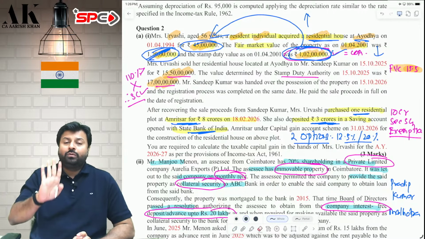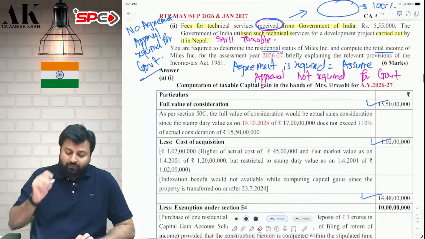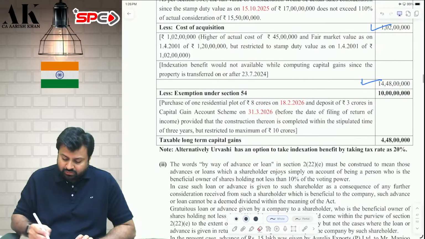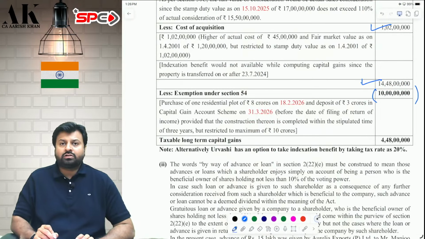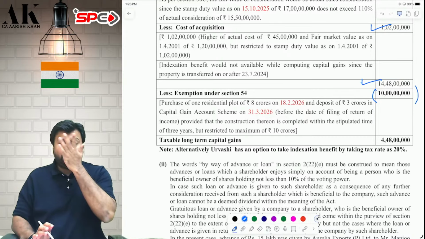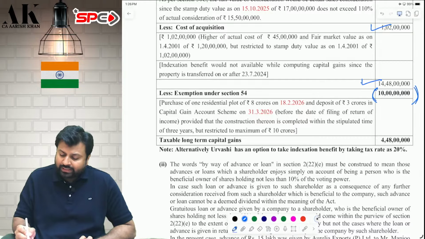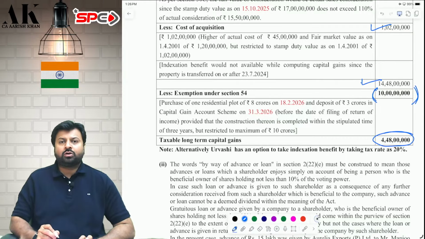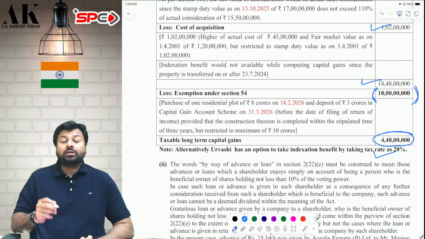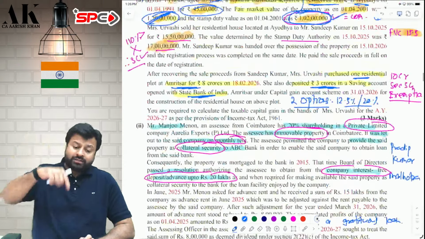But remember, you will get exemption under 54 of only 10 crore now after Finance Act 2024. So after Finance Act 2024, we do not get exemption of more than 10 crore in 54 as well as 54F. Therefore, 10 crore you can claim exemption. Remaining 4.48 crore you can pay 20% tax. Okay, sorry, 12.5% tax. But Urvashi has one more option.